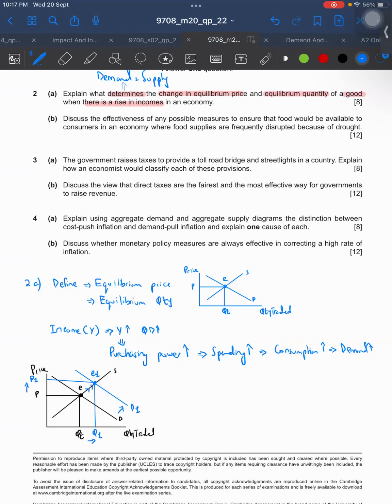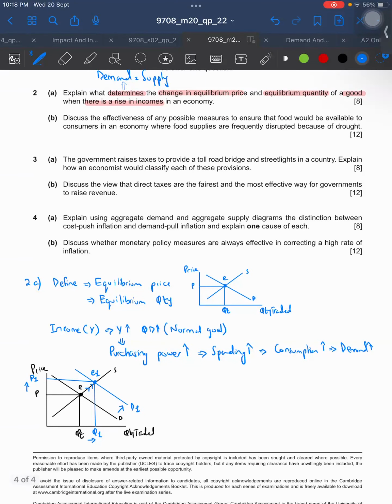Okay, now sometimes there can be a difference. That is for normal goods. In the case of normal goods, this is what is going to be applied. But in case of inferior goods, a rise in income will result in a fall in quantity demanded because you'll be purchasing superior goods, right? So this will be the case of inferior goods.